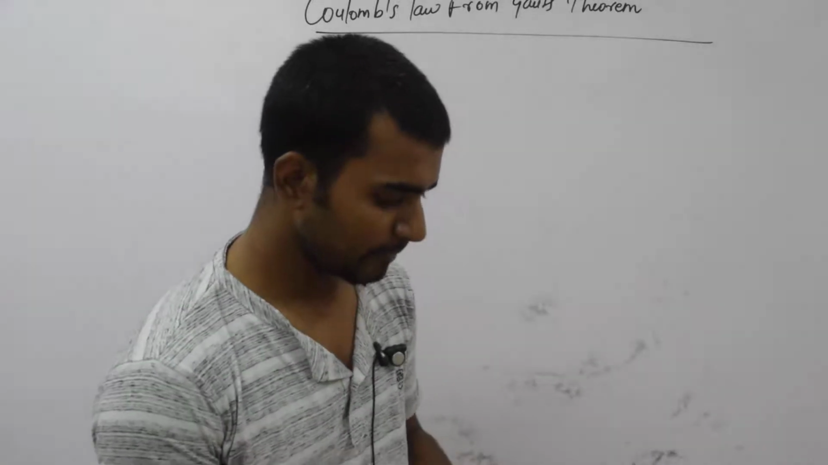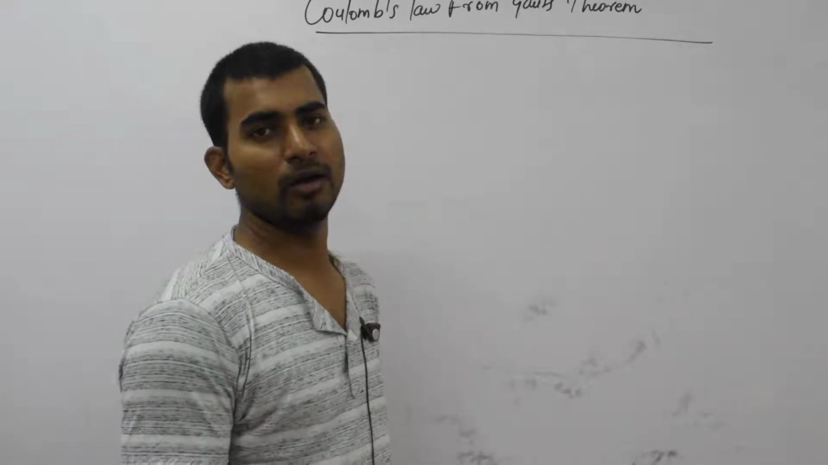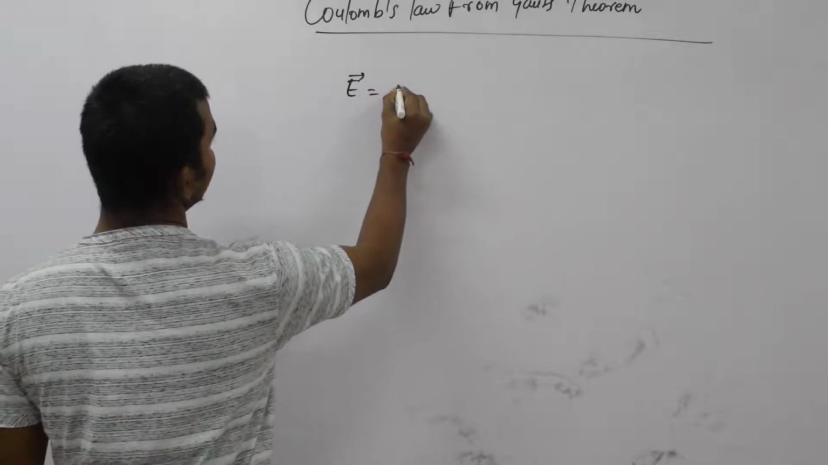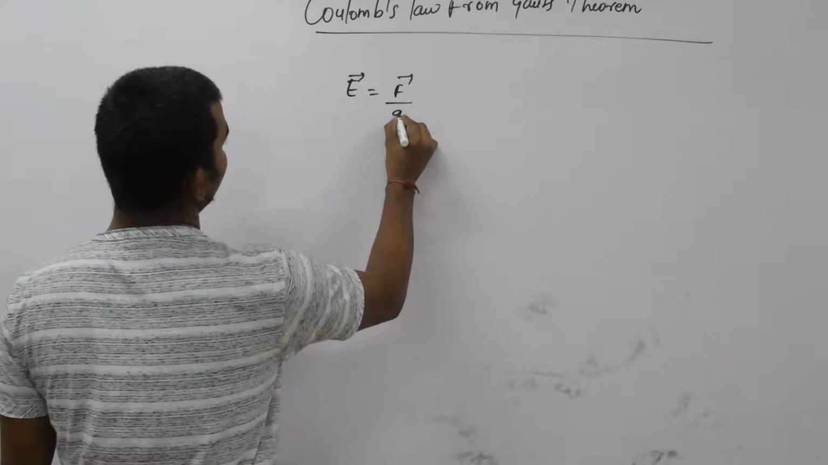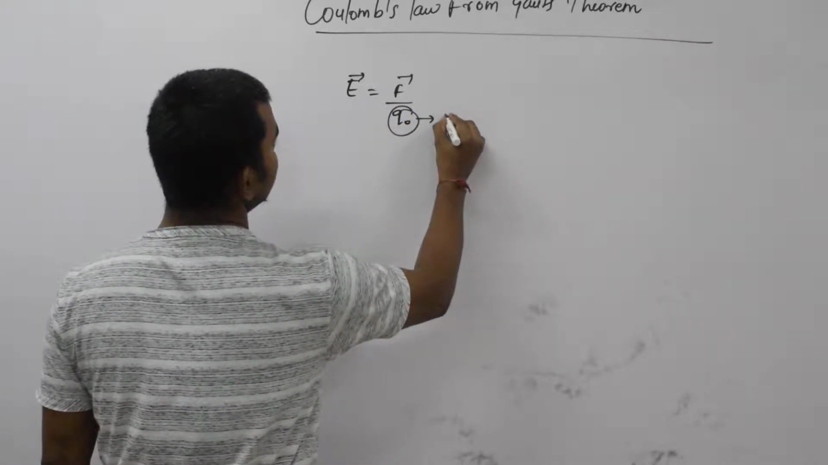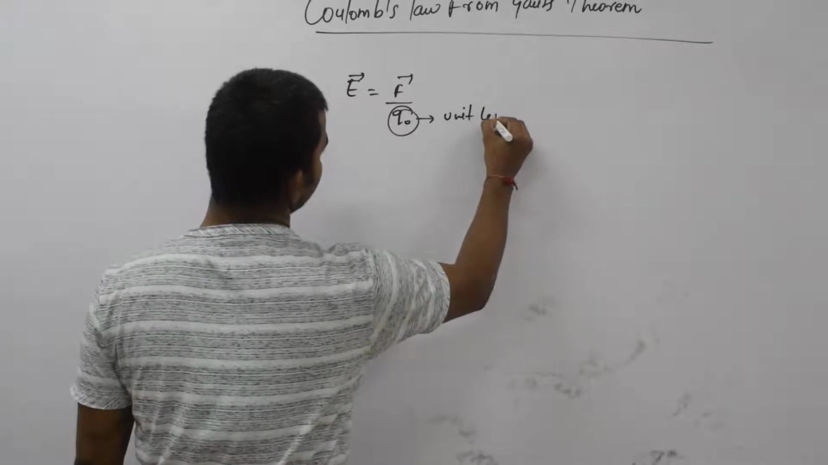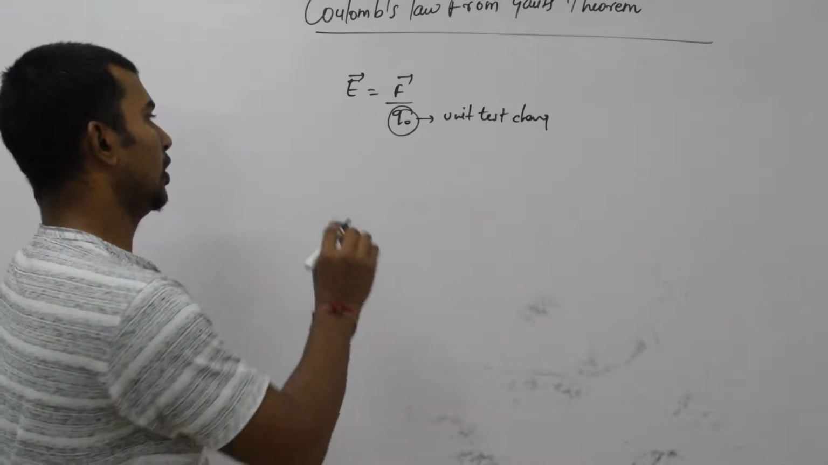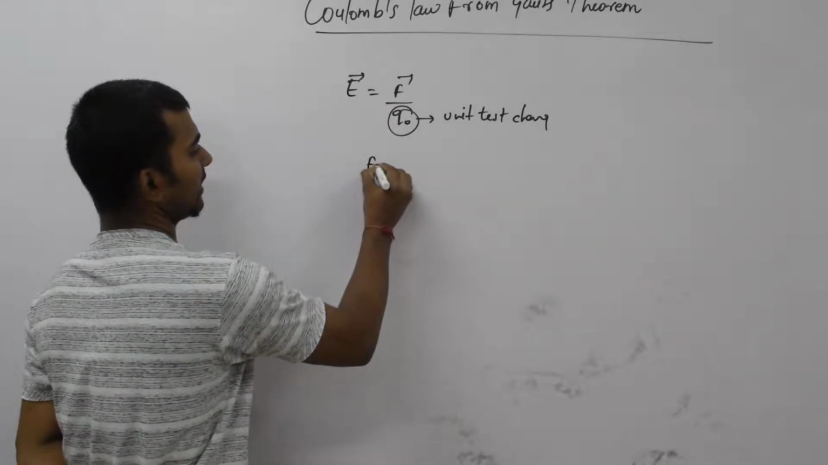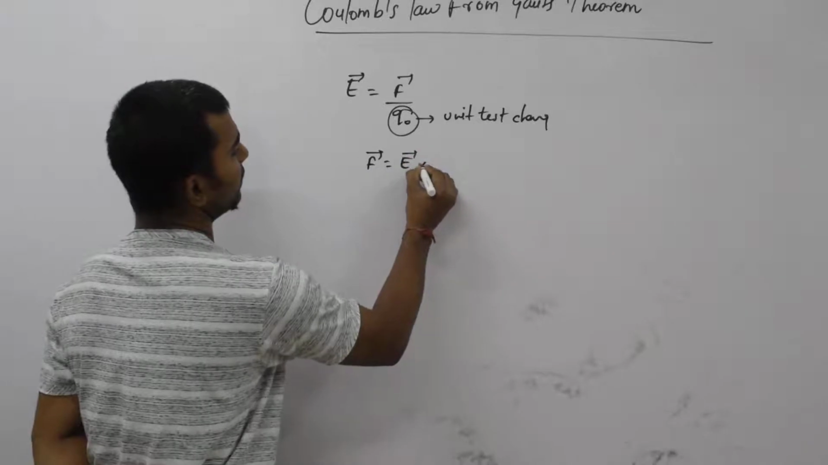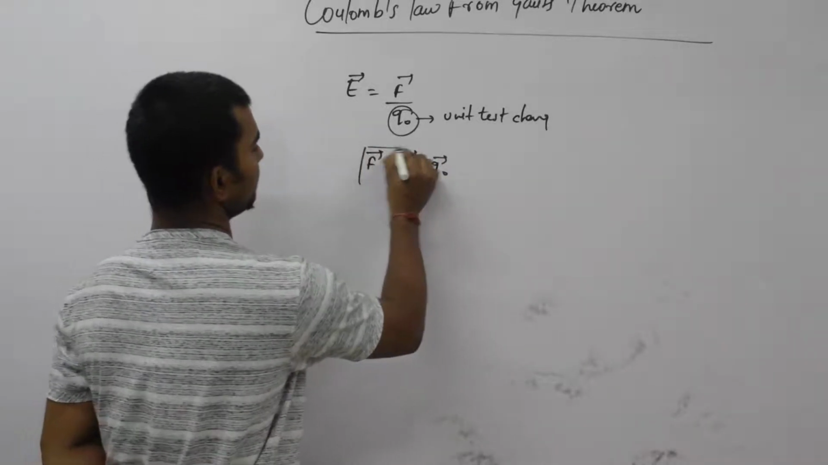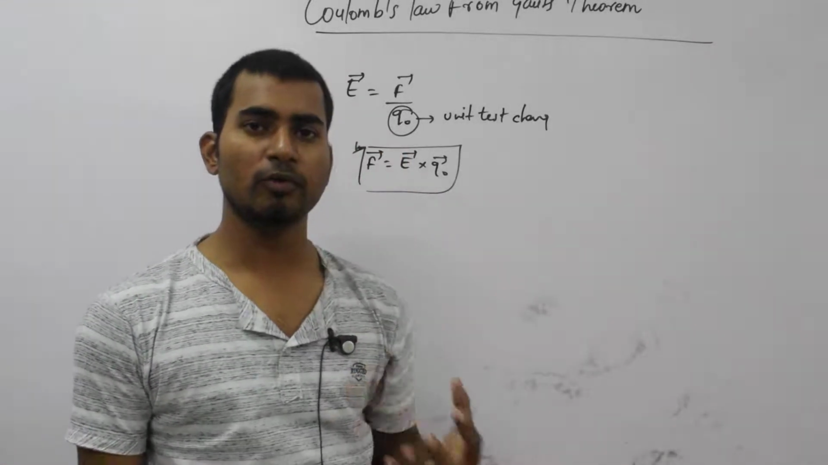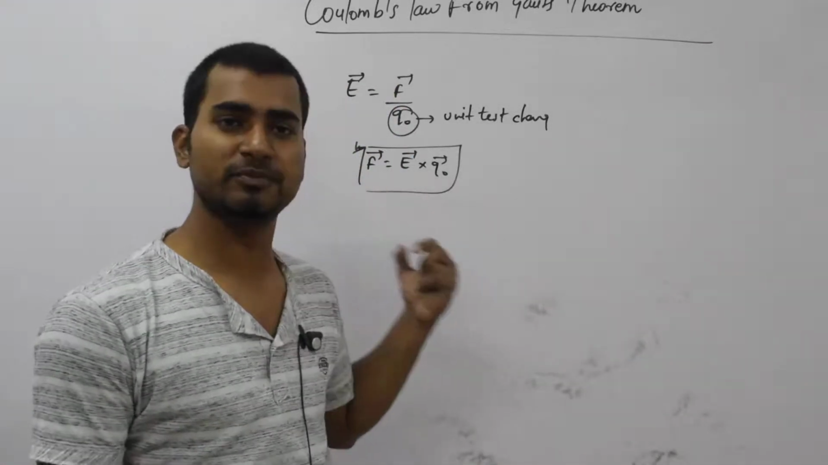So just see, as we know the basic formula of electric field intensity, E is equal to F upon Q naught, where Q naught is a test charge, a unit test charge. So from this formula, what can we write? F is equal to E into Q naught. You know what the significance of this particular formula is?